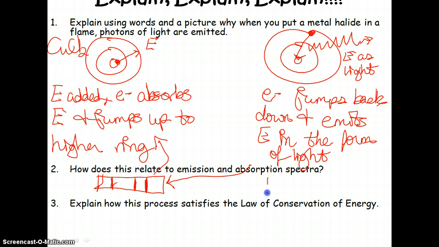Emission spectra is the opposite. Emission spectra is like a black background, and then you have a couple of colored lines indicating the energy that is given off, the wavelength of light that's given off whenever that electron jumps back down and gives off the energy in the form of light, okay? So emission is when it's emitted, absorption is when it is absorbed. They satisfy the law of conservation of energy because these wavelengths are the exact same. So the ones that are missing here are the ones that are present there.